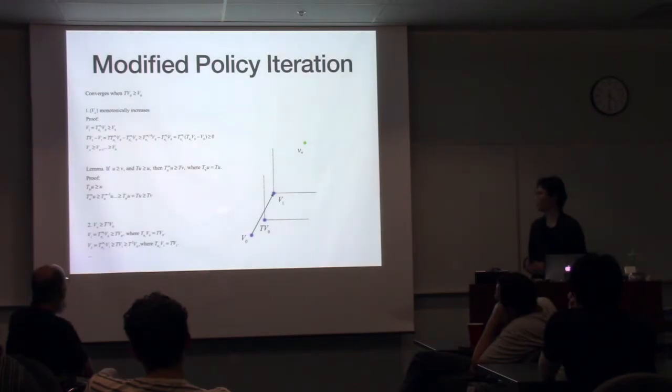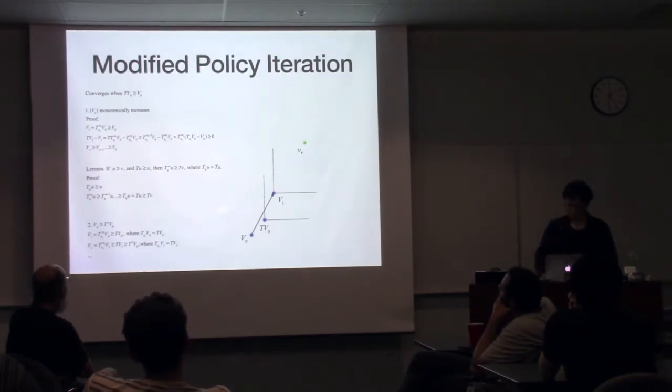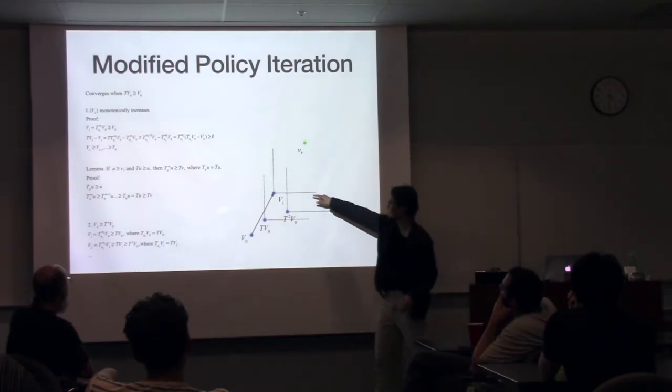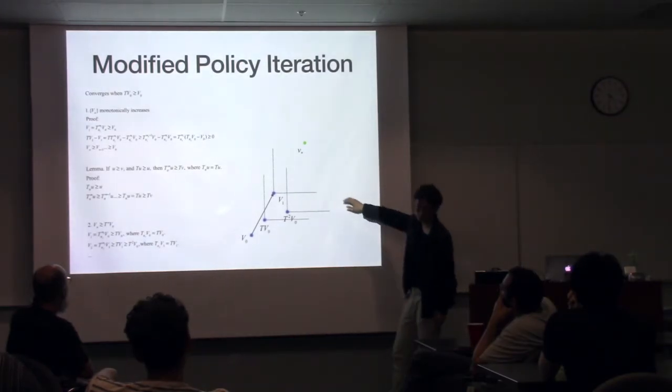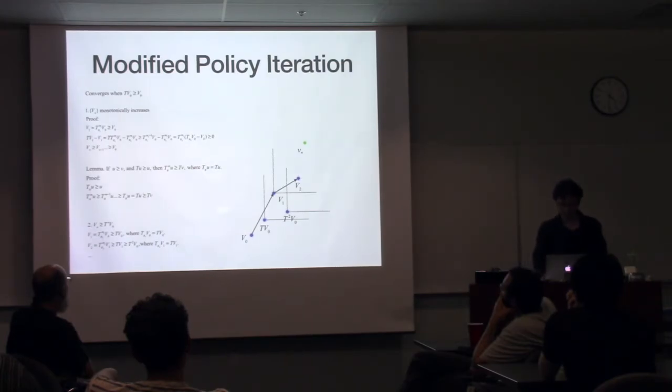Since we know that Vn is a monotonically increasing sequence, V2 is going to be in the upper right part of V1. And it's also going to be in the upper right part of T squared V0. So overall, it's going to lie inside of this intersection. So we find V2 here.